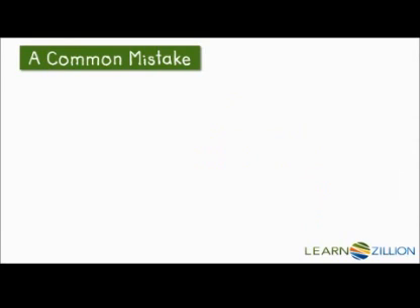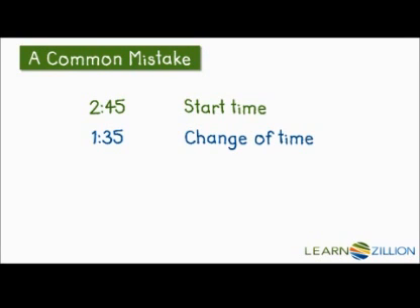And a common mistake when solving elapsed time word problems is trying to simply add the times. For example, if you know something starts at 2:45 and it lasted an hour and 35 minutes, you might want to just try to add them using the standard algorithm. But you get a time, for example 380, that's not an actual time. And so this is not a good strategy for solving elapsed time word problems.